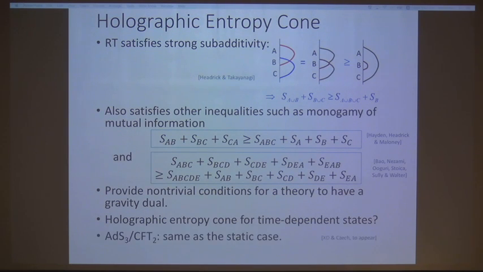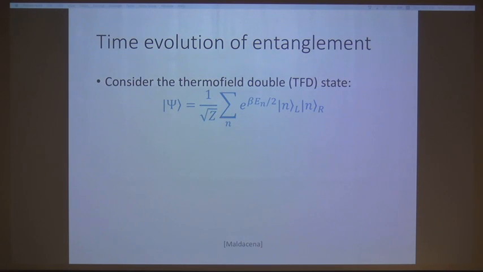The only statement that I know so far is that at least in two boundary dimensions, they are the same as in the static case. So I think the higher dimensional case is still an open question. And next, I want to consider the time evolution of entanglement entropy.